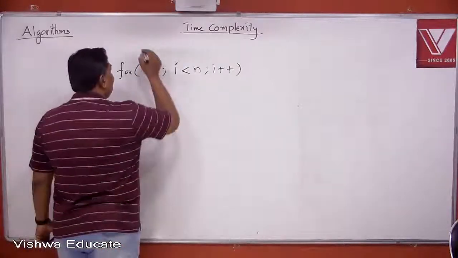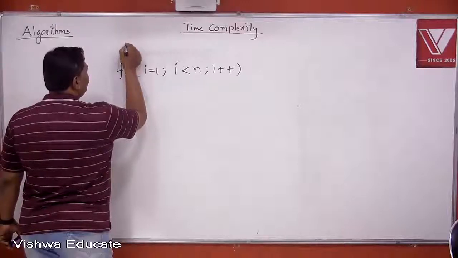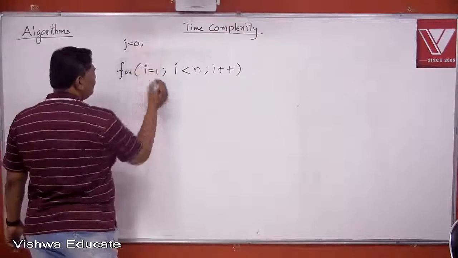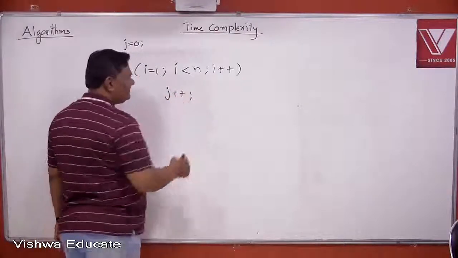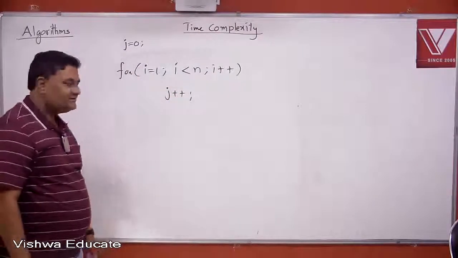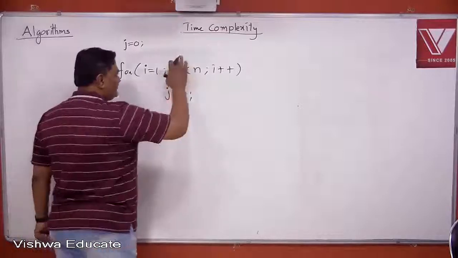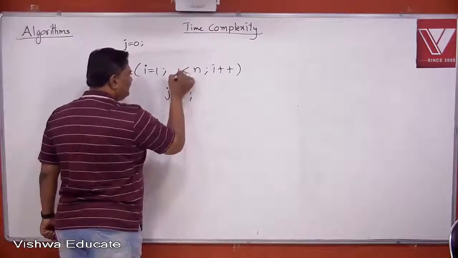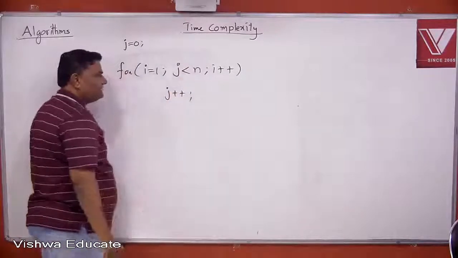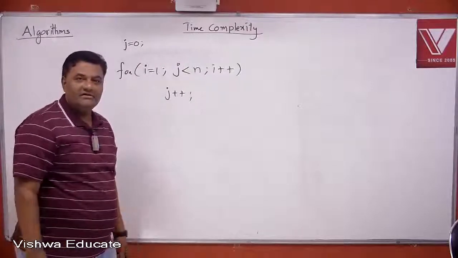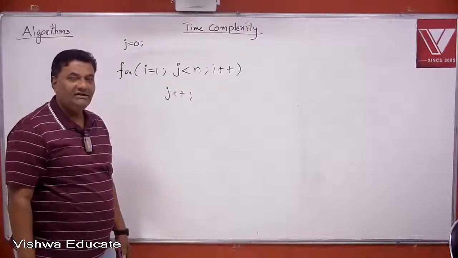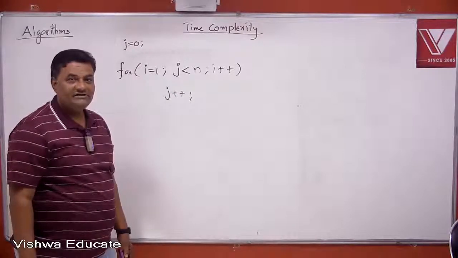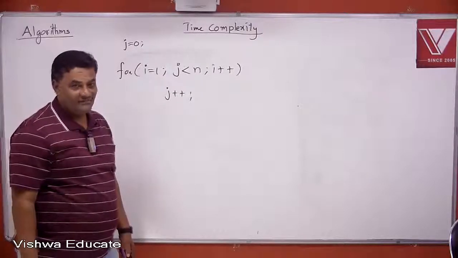Then here I will take one more variable j, which is 0, and inside this I will say j plus plus. And now I am changing the condition. Watch it carefully. j less than n. Can you tell me when this loop will stop? I have not given i, I have given j. So j is less than n, so when will this loop stop?